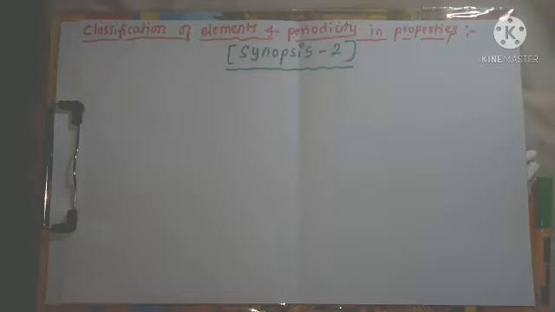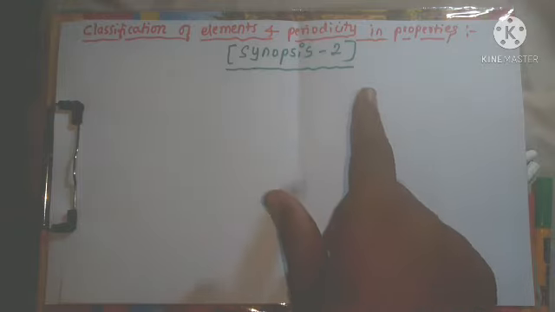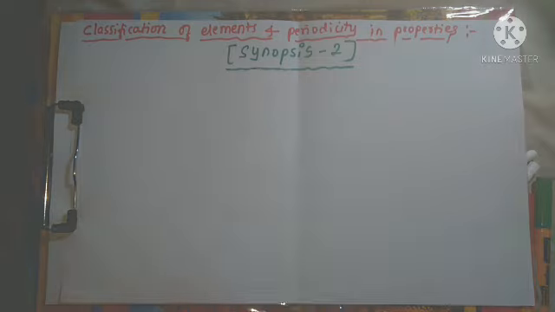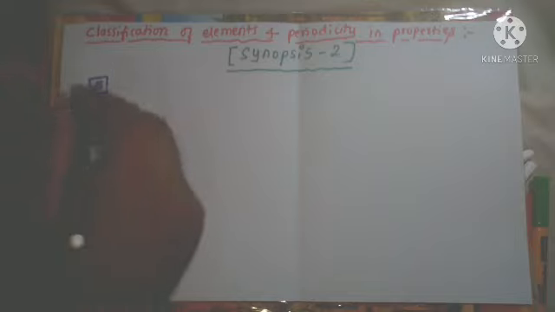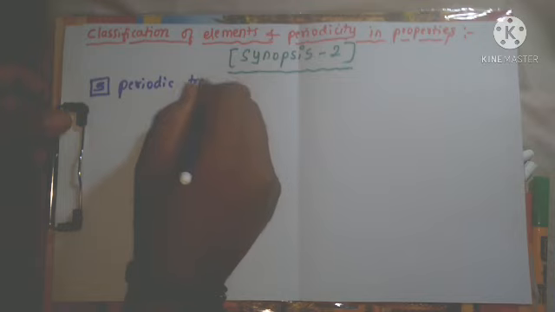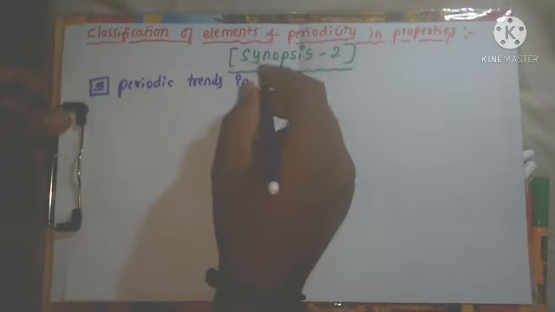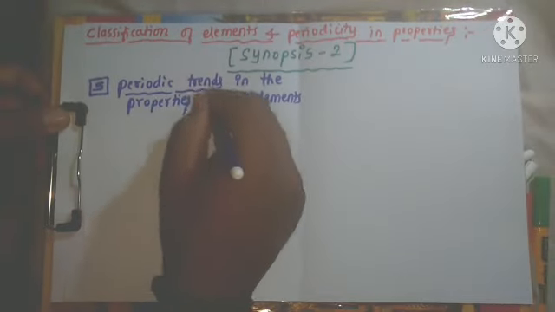In my last video, we discussed the 4 points in the classification of elements and periodicity in the properties synopsis, right? Next, we will continue with the fifth one. Fifth point is periodic trends in the properties of elements. Periodic trends in the properties of the elements. This is the next point we are going to discuss here.